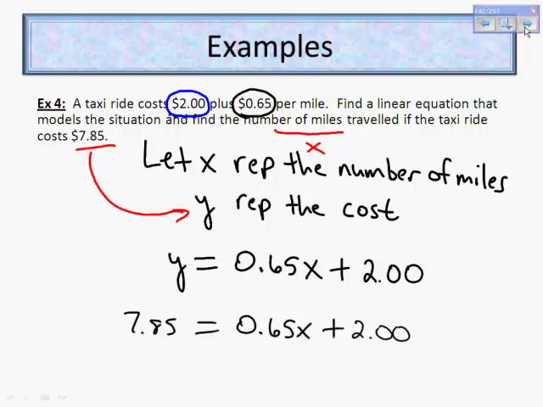All right, now I just have to go through and solve this linear equation for x. So I'm going to do some basic algebra. We're going to subtract 2 on both sides. So minus 2 and minus 2 on both sides.